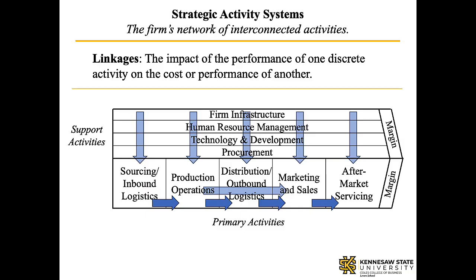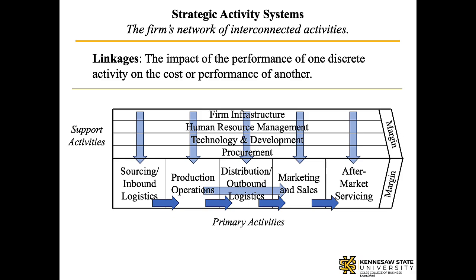The support activities are linked to the primary activities and among themselves. For instance, the abilities of a firm's human resources unit in hiring and retaining excellent employees could impact the quality of performance in all of the other units. And linkages can skip units. For instance, excellent production operations, which should result in products of superior quality, would make marketing them all the easier.